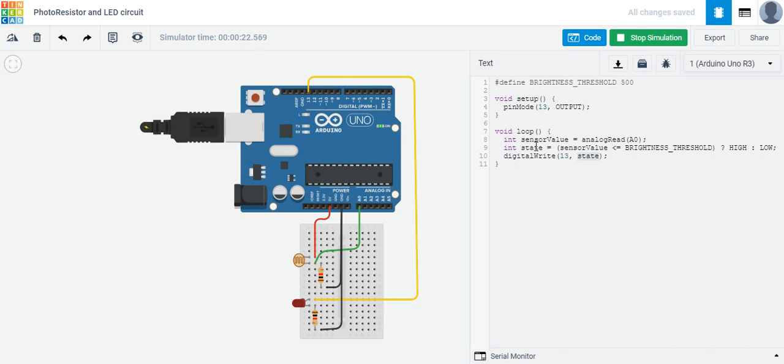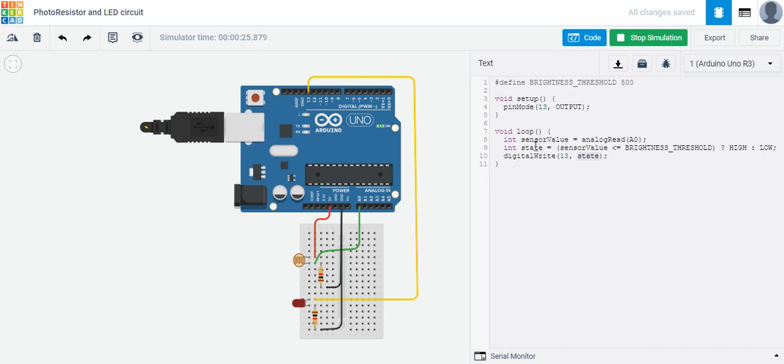The other variable, state, is going to be set by comparing whether the sensor value is less than or greater than the constant that I have defined. If the sensor value is less than the constant, then the state variable is set as high. If the sensor value is greater than the constant, then the state will have low as its value.